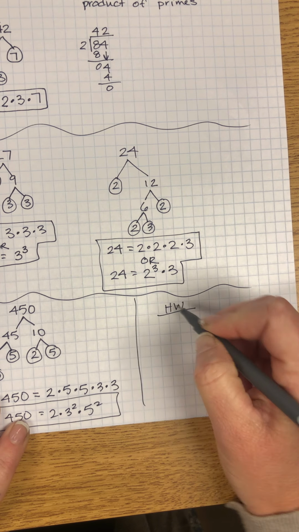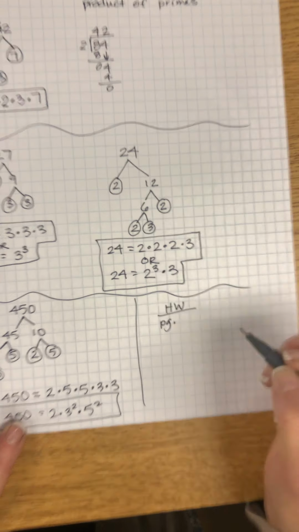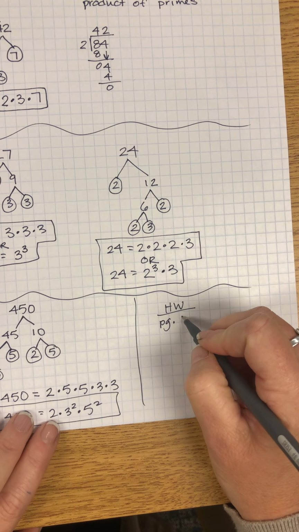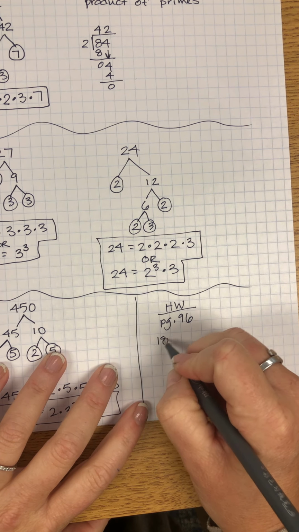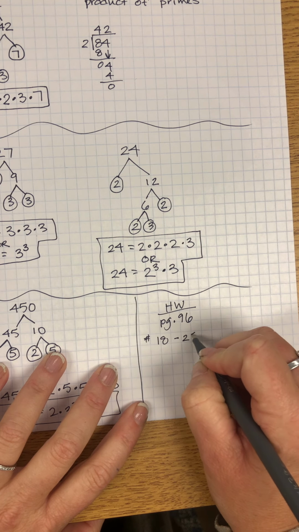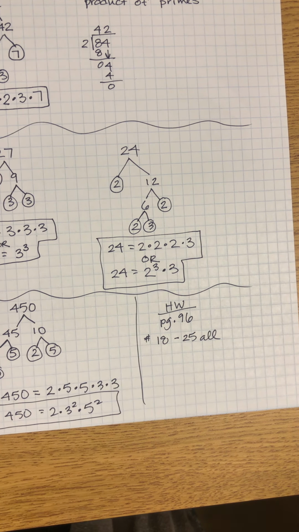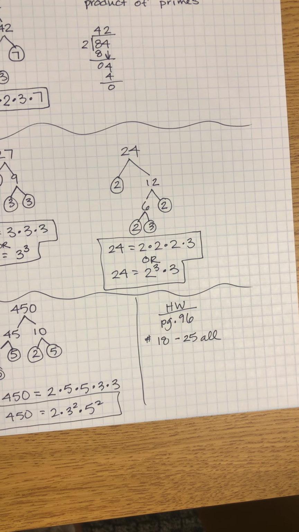Here's your homework for today. It's on page 96. You have time to get started right now. Anything you don't finish will be homework. Are you on page 96? Can you look at it with me? We're going to do page 96, 18 to 25 all.